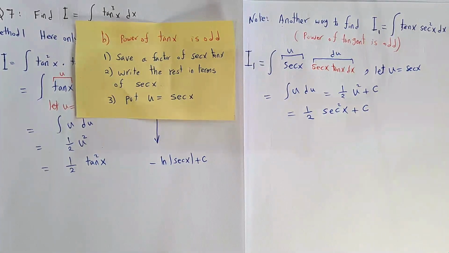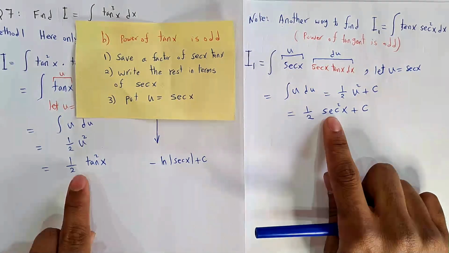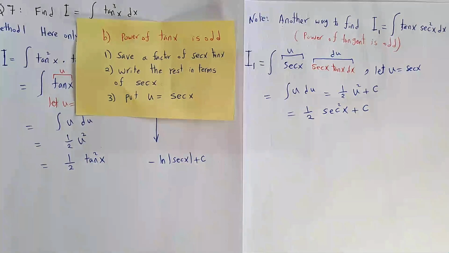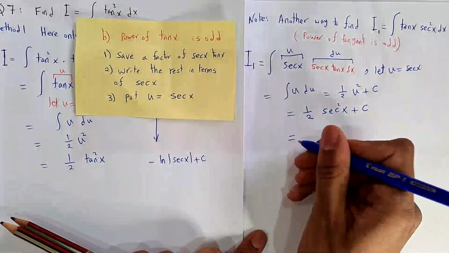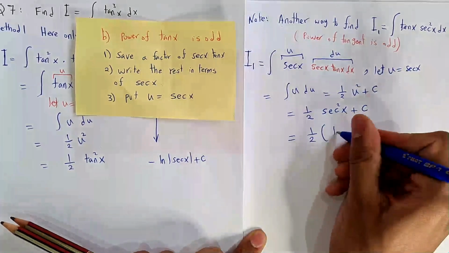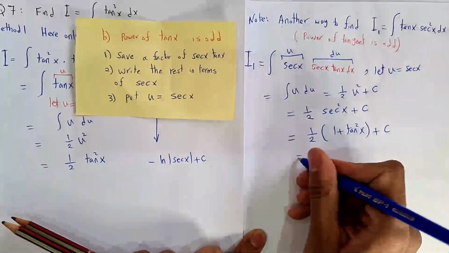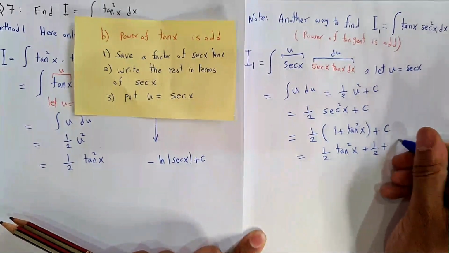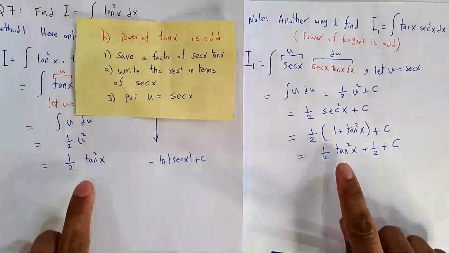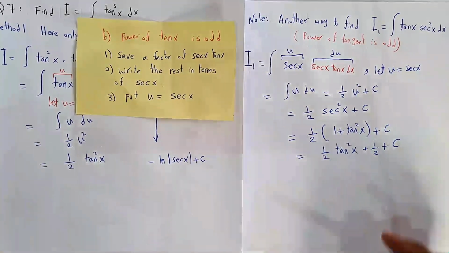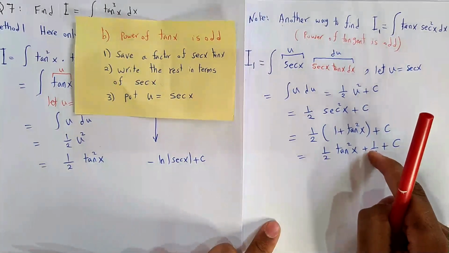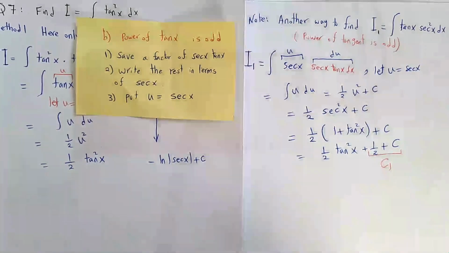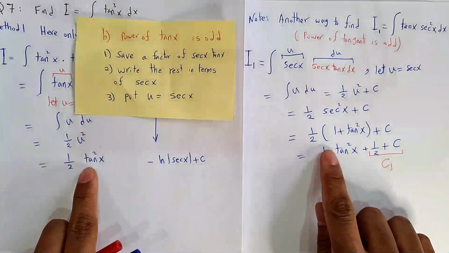Some students will say we get half secant square here and half tan square there. Are both forms equivalent? The answer is yes. See it here. Simply use the identity secant square equals 1 plus tan square. If you expand this, you will get half tan square plus half plus the constant. Now look here. Half tan square is given here and here. Now let us combine this number half, which is a constant, with this constant to give us a new constant. Let us call it C1. So at the end of the day, we get the same solution.